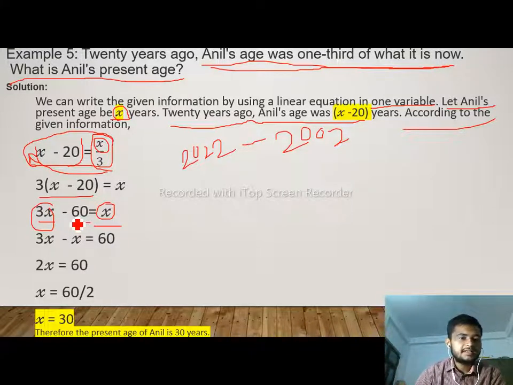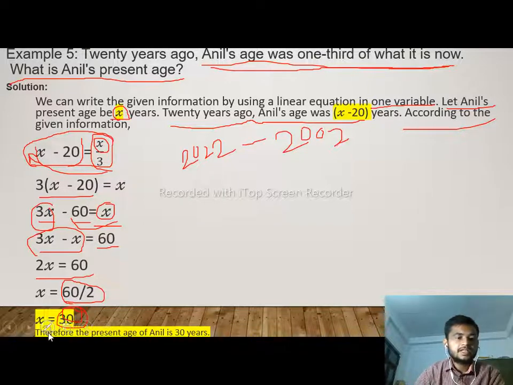After shifting minus 60 to the right hand side, it becomes positive 60, and you shift x to the left hand side, it becomes 3x minus x, which is 2x equals 60. And when you shift 2 to the right hand side, it comes to the denominator and it becomes 60 by 2, which is nothing but x equals 30.